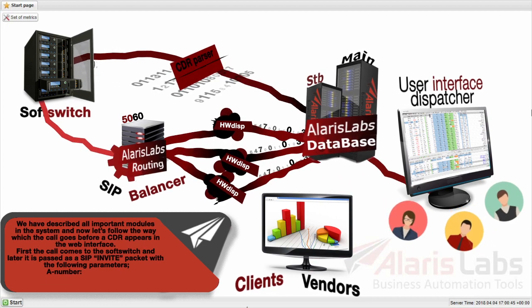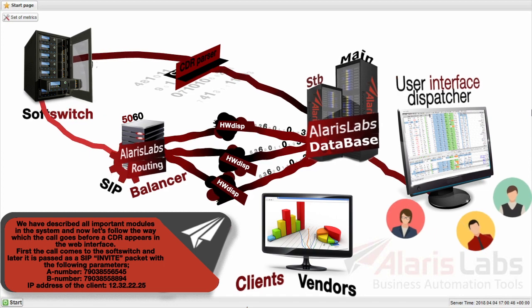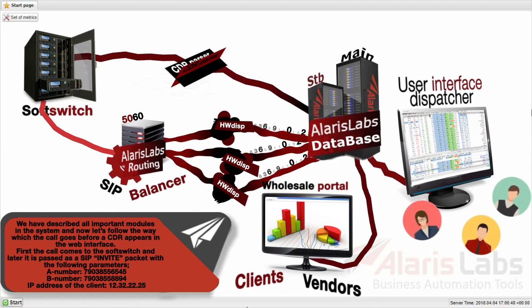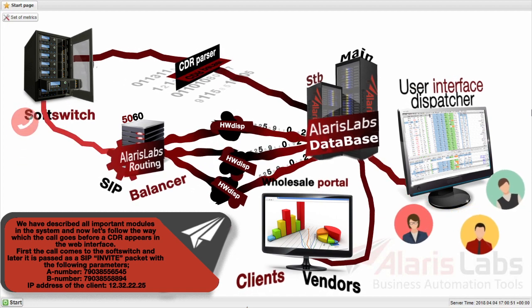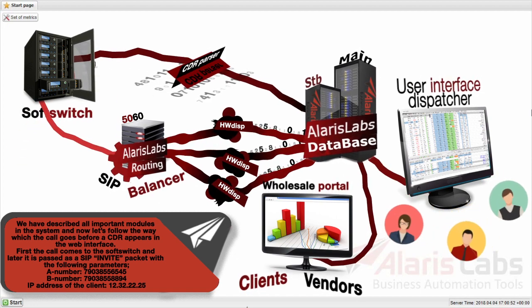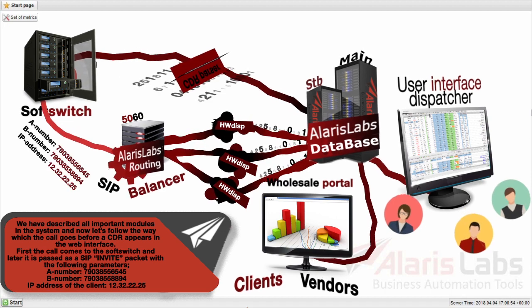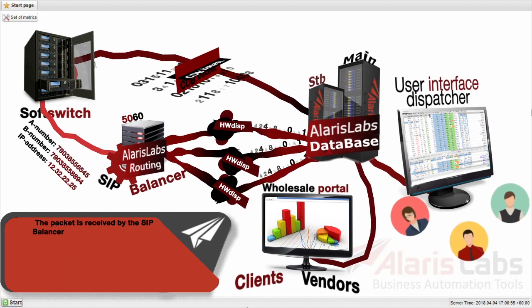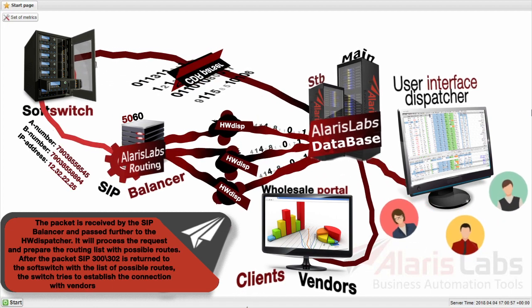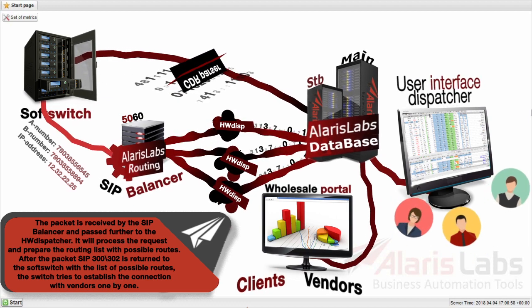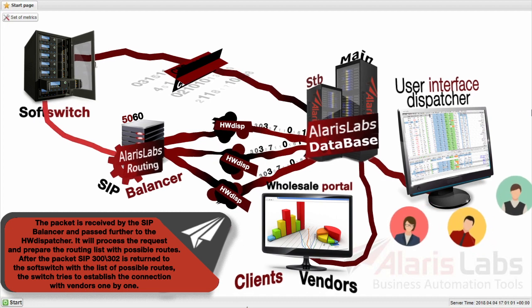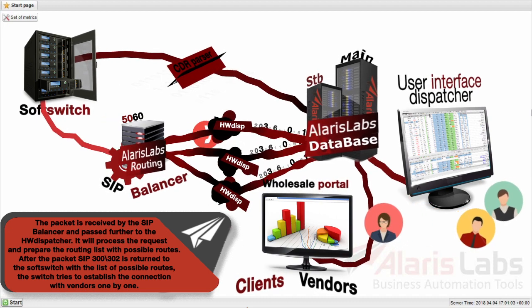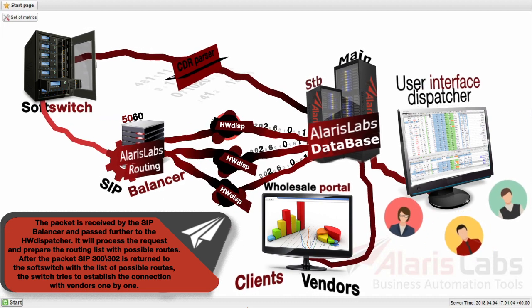We have described all important modules in the system, and now let's follow the way which the call goes before a CDR appears in the web interface. First, the call comes to the soft switch, and later it is passed as a SIP invite packet with the following parameters: A number, B number, IP address of the client. The packet is received by the SIP balancer and passed further to the hardware dispatcher. It will process the request and prepare the routing list with possible routes.